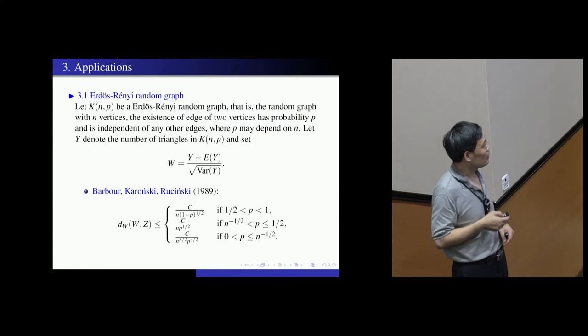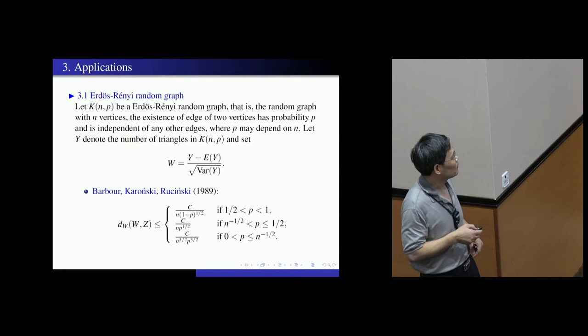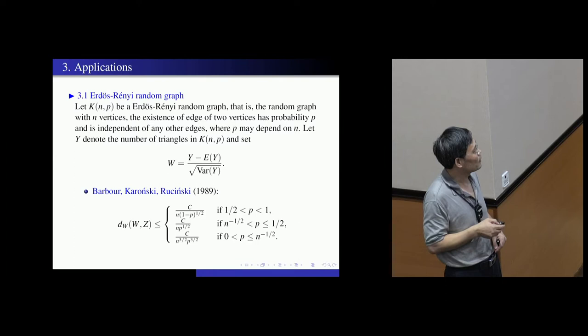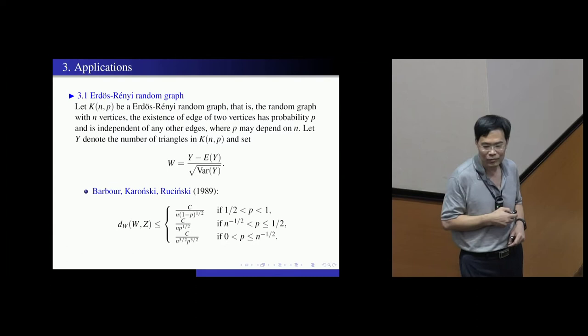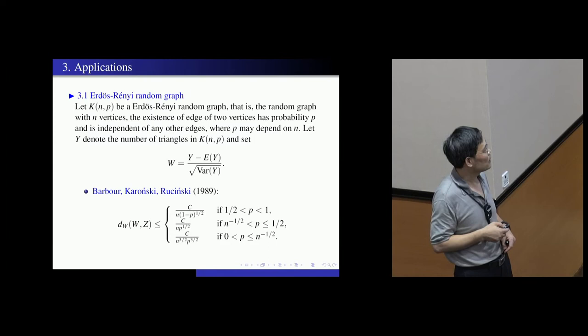Like the authors proved the bound on the distance. When p is between 1/2 and 1, that's one rate, and between n to the power minus 1/2 and 1/2 is another rate, and so on. And I believe that L2 is optimal, right? Yeah, I think the L2 is optimal. So the question is whether you can get the same Kolmogorov distance for that example.